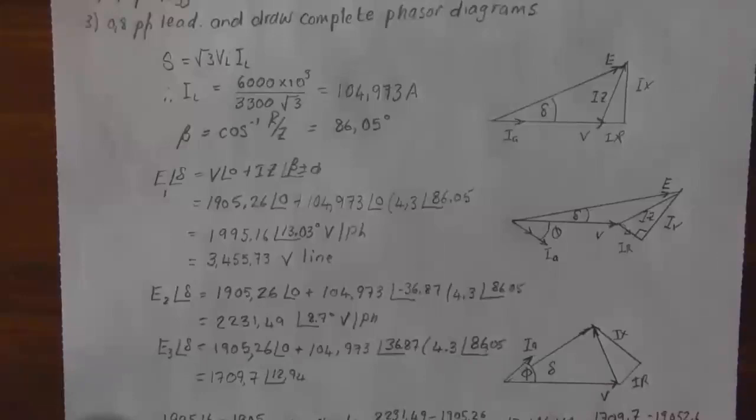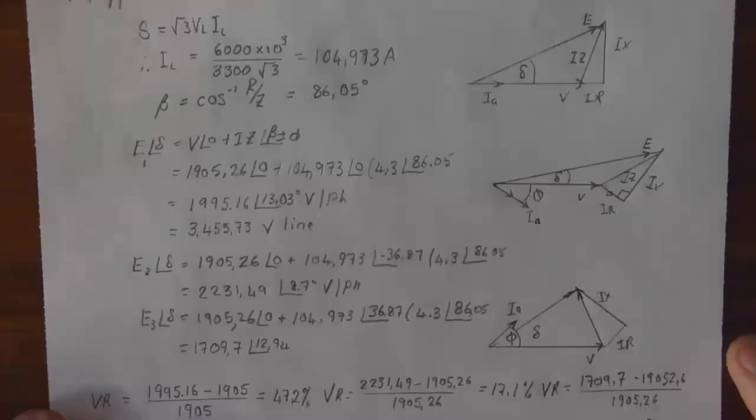Now, E angle delta is V plus IZ at angle beta plus or minus phi. Always remember we are working per phase, so that's 3,300 divided by square root 3, which is 1905.26 at an angle 0, plus 104.973 at an angle 0 times the impedance, which is 4.3 at 86.05. That gives us a voltage of 1995.16 at an angle of 13.03, volts per phase. There you can see the phasor diagram for that.